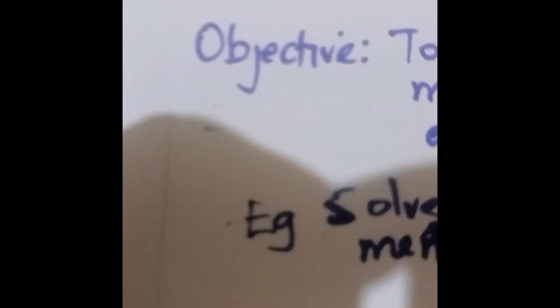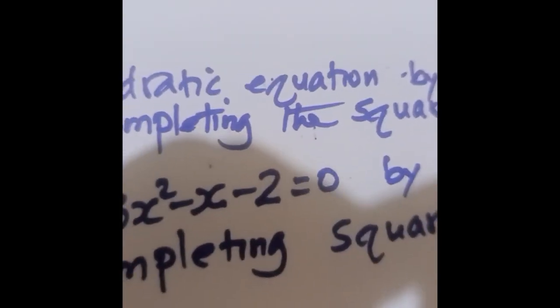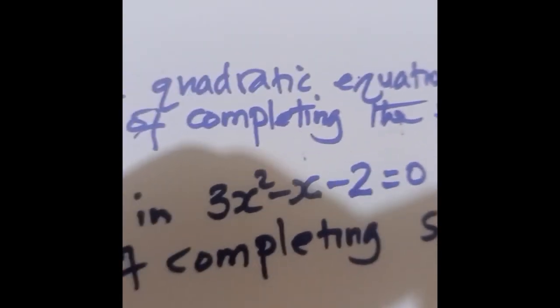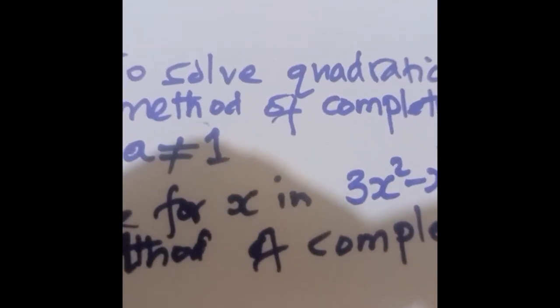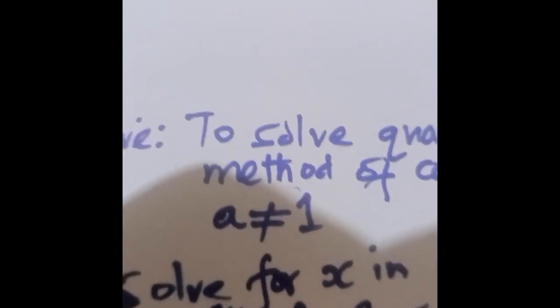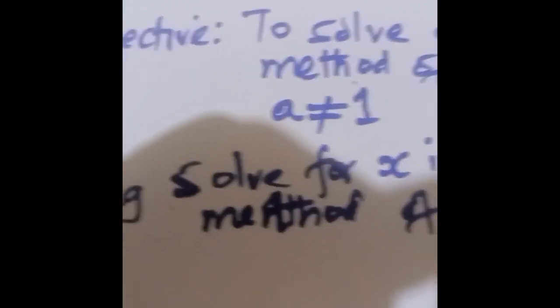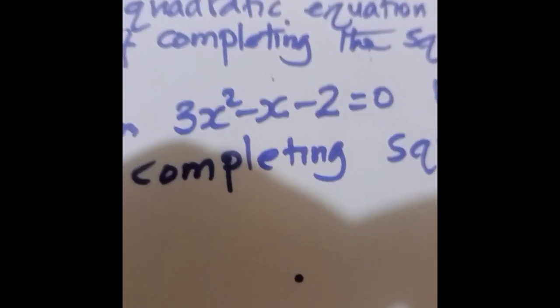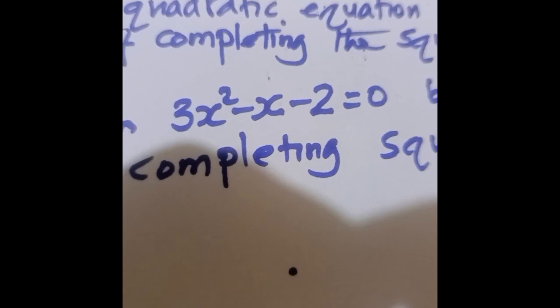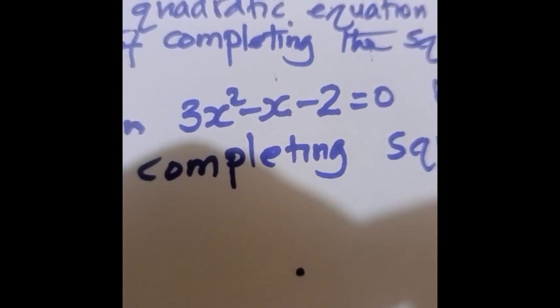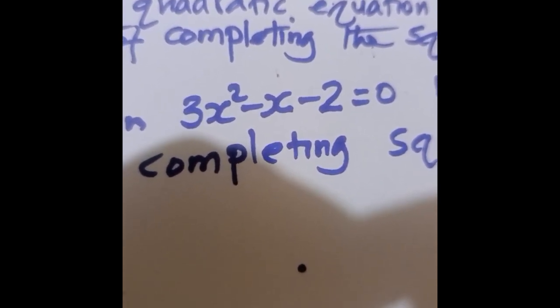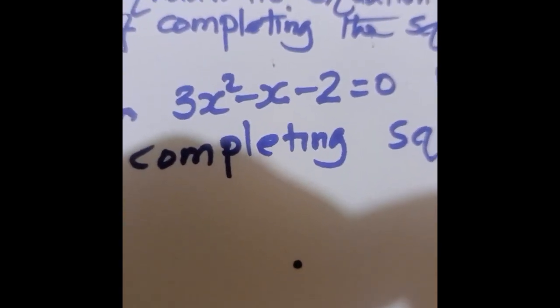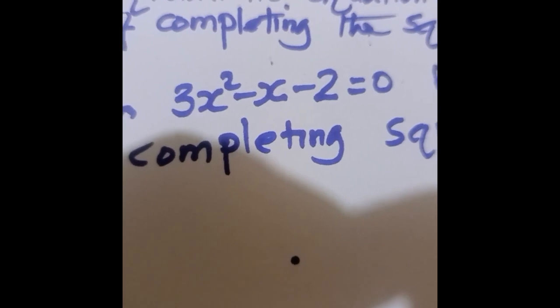Here we want to look at how to use the method of completing the square to solve a quadratic equation when a, that is the coefficient of the first term, is not 1. So for example, we have here the equation 3x squared minus x minus 2 is equal to 0, and then you're told to solve by the method of completing the square.